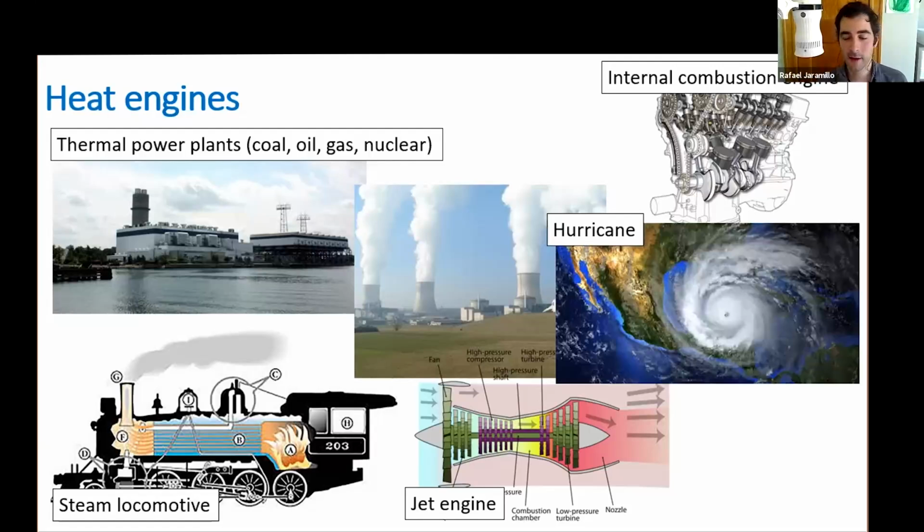And here's one which is maybe a little bit less obvious, but it's definitely a heat engine. It's the hurricane, which harnesses a temperature difference between the sea surface and the upper atmosphere, and creates mechanical work. So these are all examples of heat engines. All right, so those are real world examples.